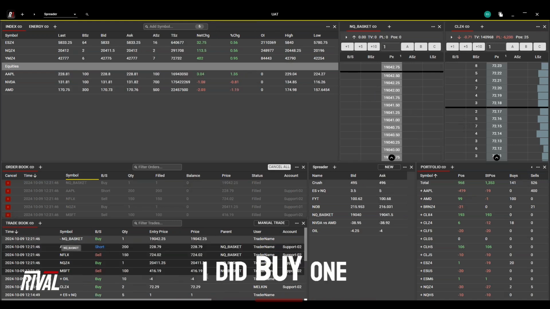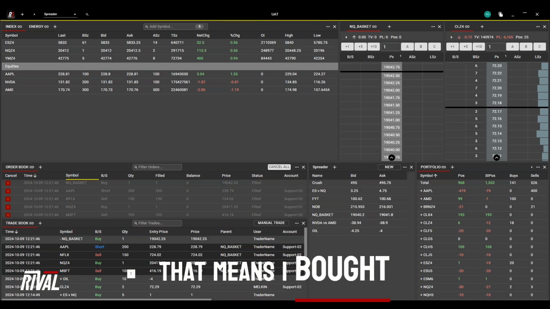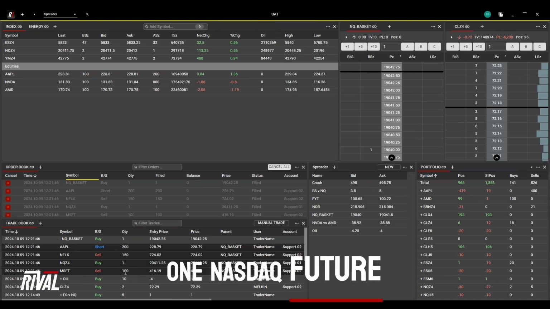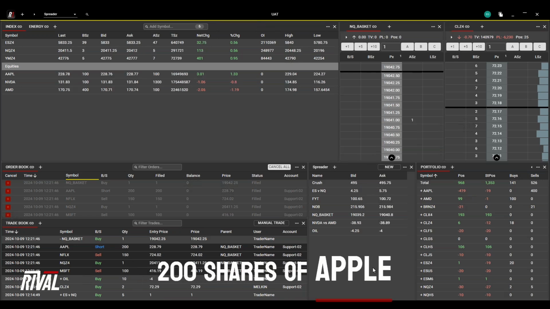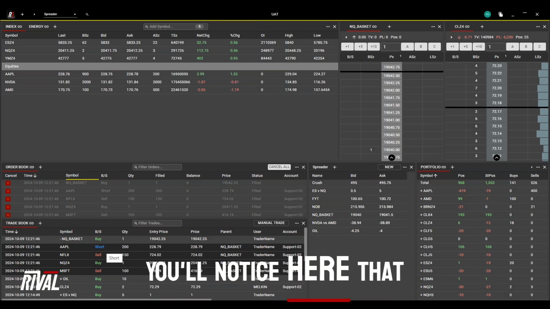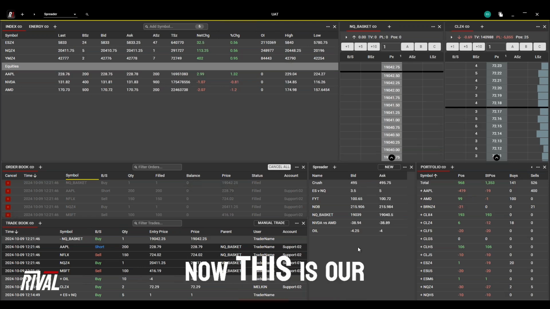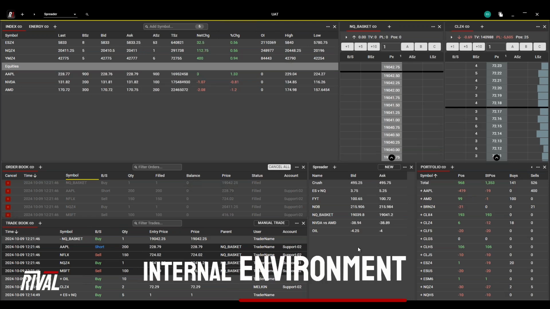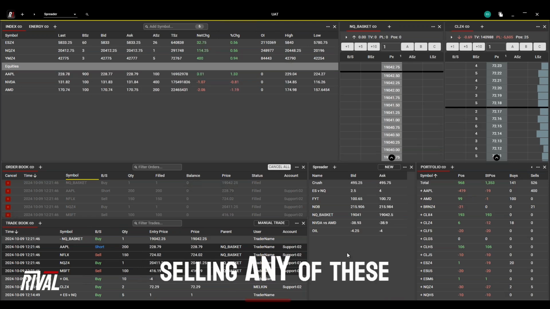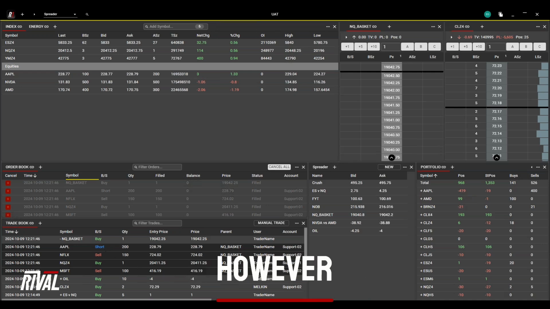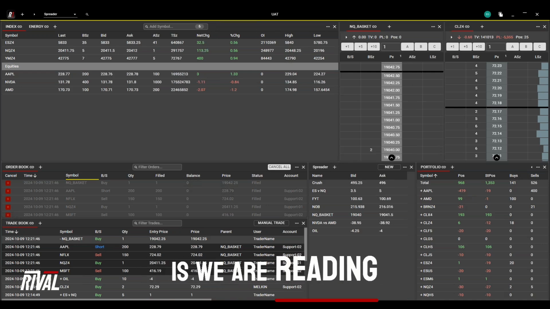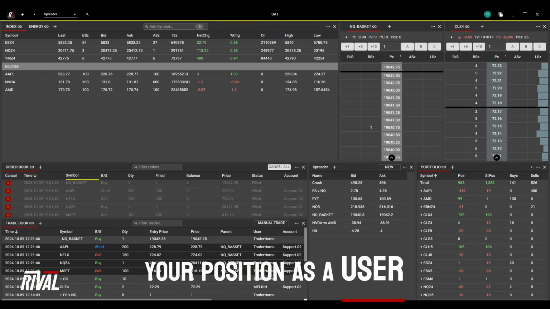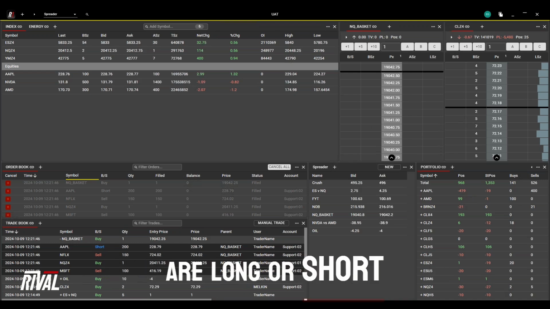So we see that I did buy 1 NQ basket. That means I bought 1 NASDAQ future. I sold 100 shares of Microsoft, 150 shares of Netflix, 200 shares of Apple. You'll notice here that the Apple was a short sell. Now this is our internal environment, so I'm not actually selling any of these. This is our internal matching engine. However, this is nice to notice because what we are doing is reading your position as a user and determining whether you are long or short this stock.